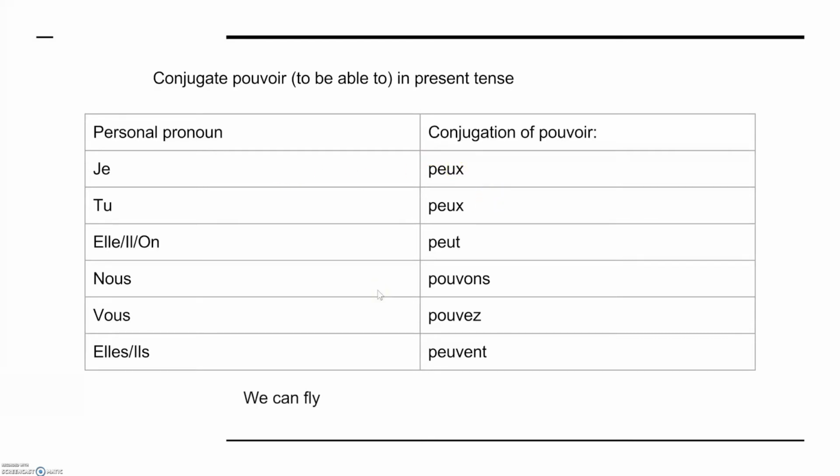So if you want to say "we can fly," "we can" is talking about the verb pouvoir, obviously. So you're going to say nous pouvons. And then as I just said, if you have two verbs next to each other, in most cases, the second verb is going to be an infinitive. And the infinitive for to fly is voler.